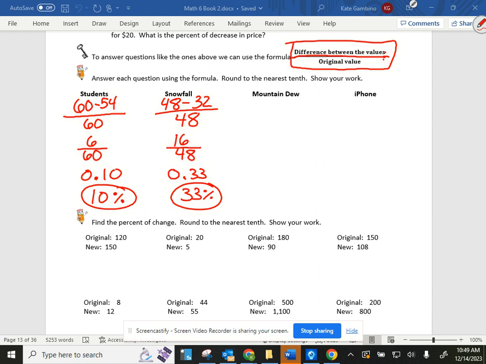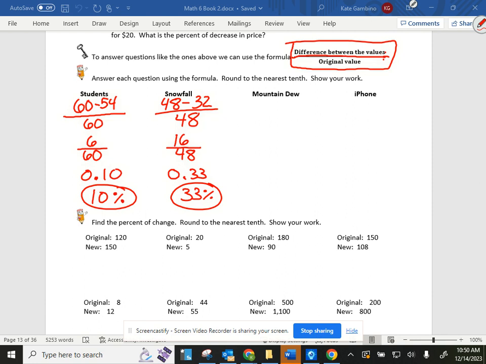Let's look at the Mountain Dew. How do I find the difference between the values, Madison? Let's see, number 3. So look at your paper. I had to scroll up. 0.99 and 1.89. So which number are we going to put first? We're going to put that, 99.